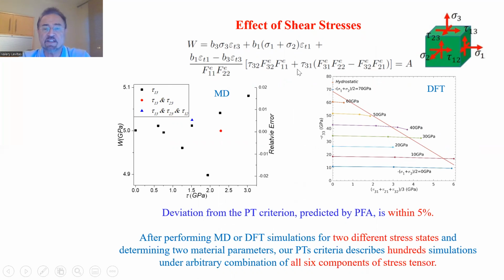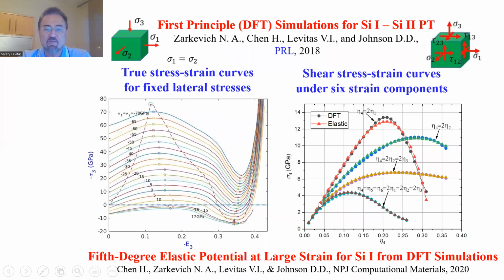And again, we obtain that the deviation of MD and DFT results from our analytical expression is within 5%. So now we have an analytical expression for 6 components of the stress tensor. It's far beyond what was known in the literature: maximum 2, in rare cases 3 components. We also developed a 5th degree elastic potential for silicon, and you see that the predicted stress-strain curves are in good correspondence with DFT results, even for large strains.